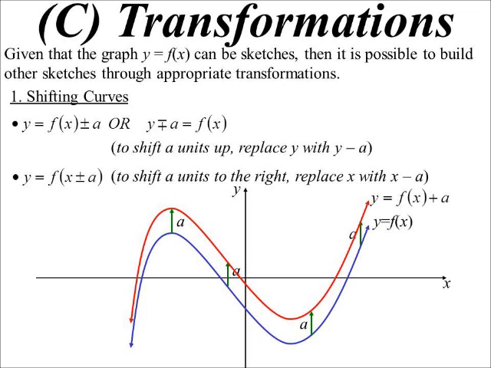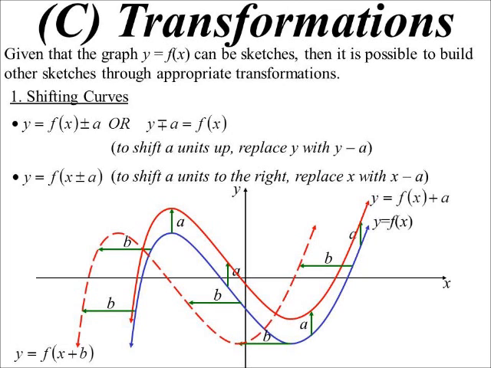Now if it's grouped with the x, that's when we have the horizontal shift. So if I wanted to move everything to the left b units, so every single point is going to move along b, I get this new curve. Will that be y equals function x plus b?